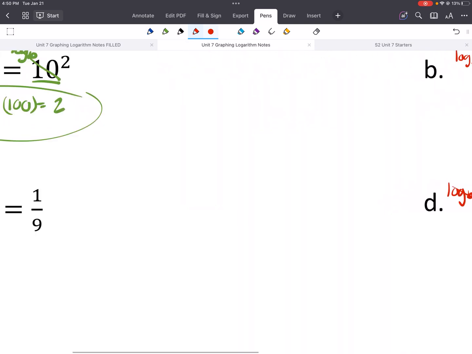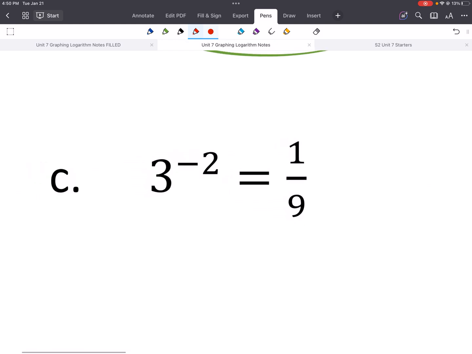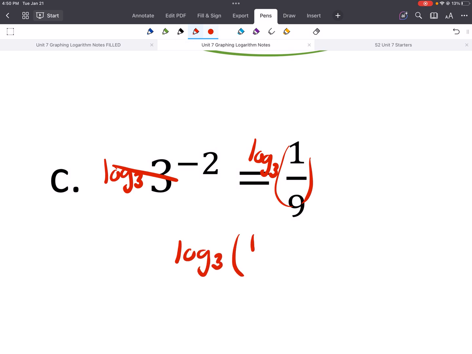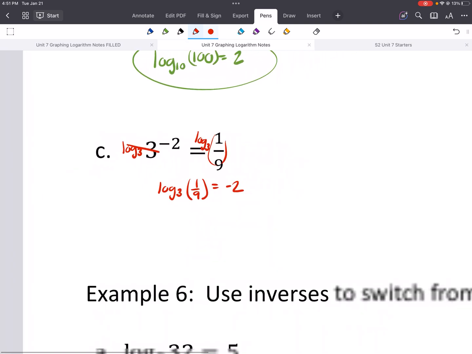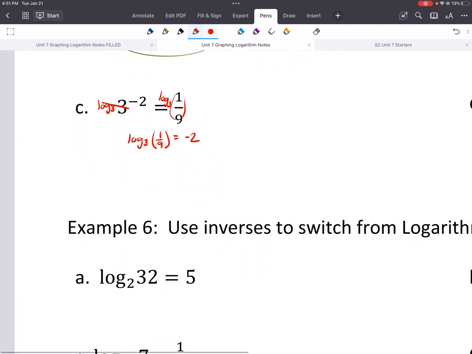Okay, and then I think our last example here, get rid of the base by doing log base 3. And that's just our answer. So log base 3 of 1/9 is equal to -2. Again, the order of those, if you want to have the -2 first, it would still be fine.